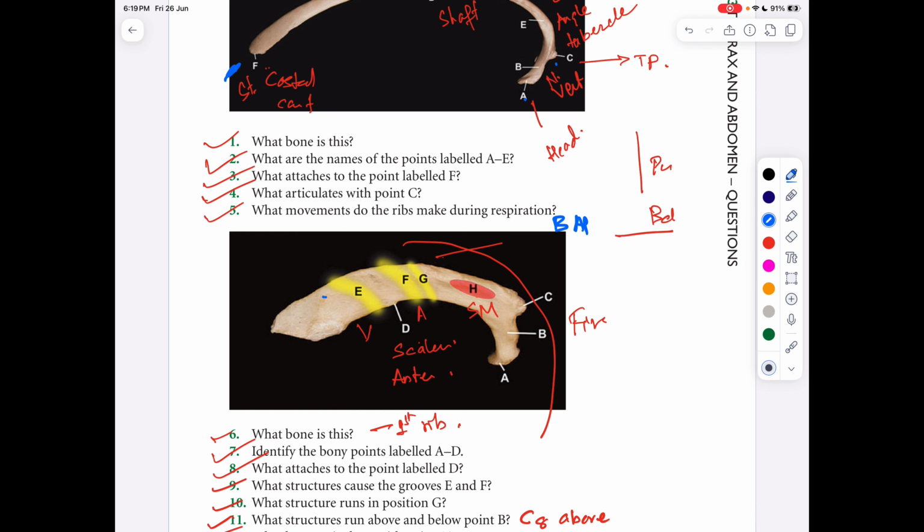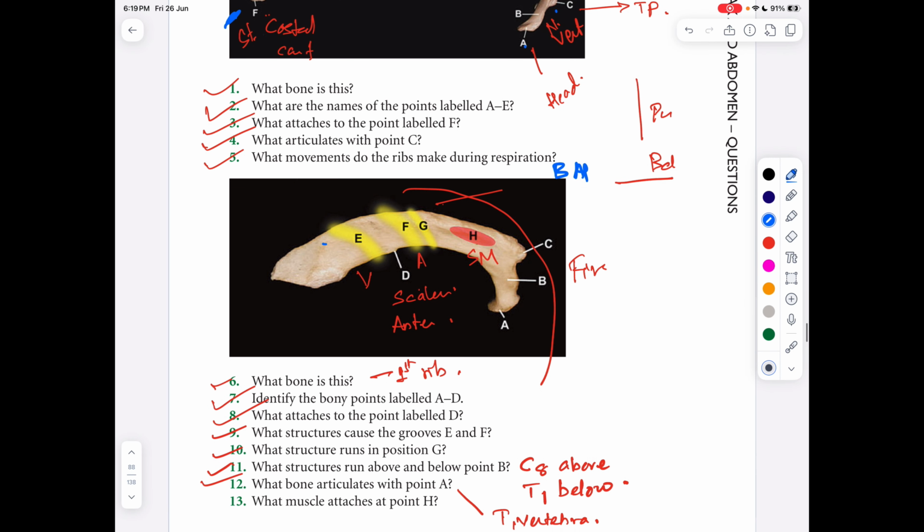Structures that pass from the G. The T1 nerve root is in contact with the G, and H has a muscle which is attached to the F. H is scalenus medius.